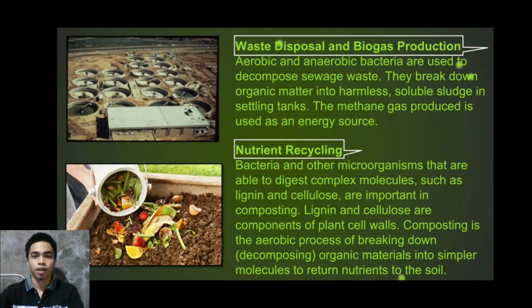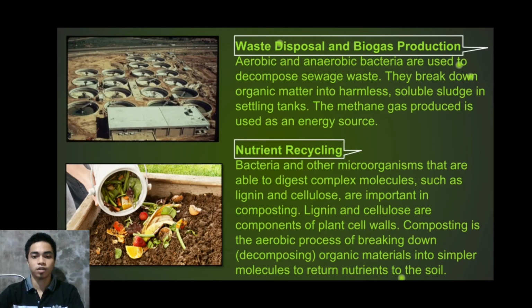The fourth one is waste disposal and biogas production. Aerobic and anaerobic bacteria are used to decompose sewage waste. They break down organic matter into harmless, soluble sludge in settling tanks. The methane gas produced is used as an energy source.